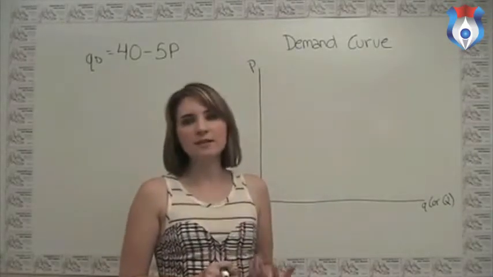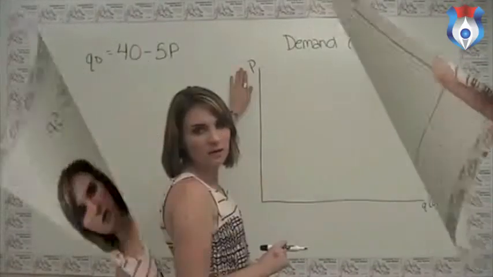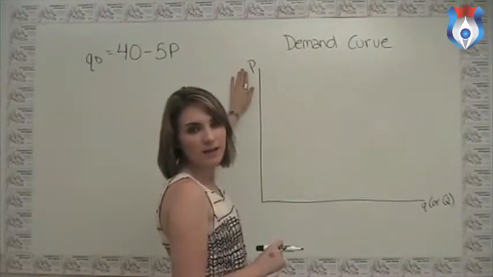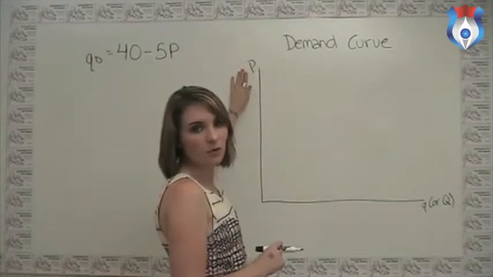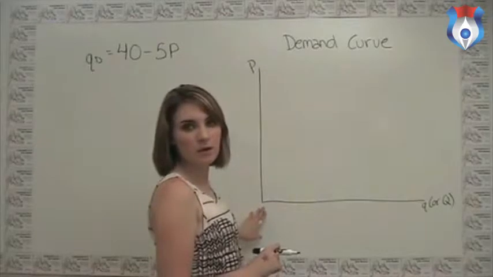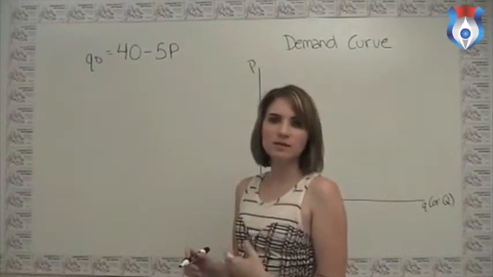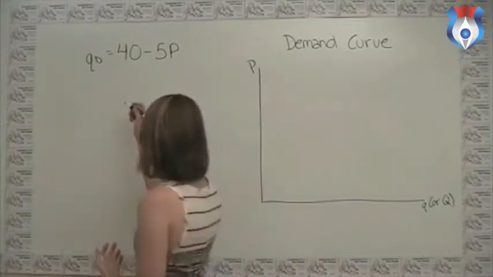For a demand curve, the easiest thing to do is just think about what the different intercepts are. So you'll notice that the point on the p-axis here is the point where quantity is equal to 0. So we can go over to our equation and think about, well, if quantity is 0, what is the corresponding price?